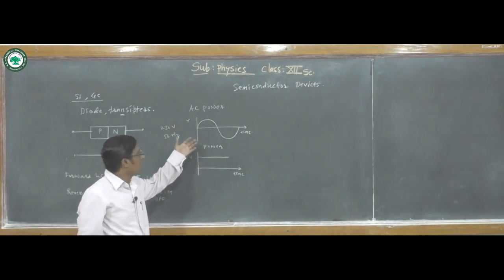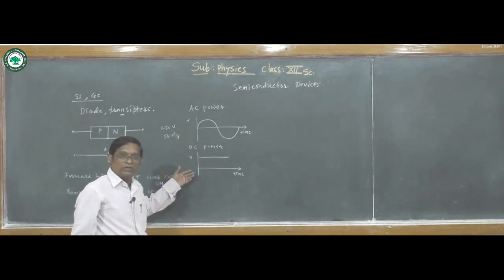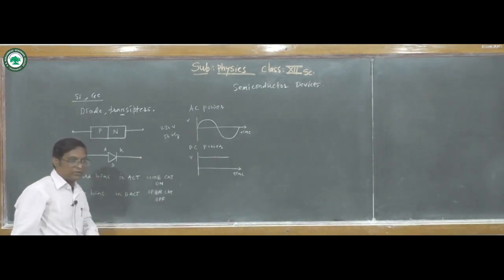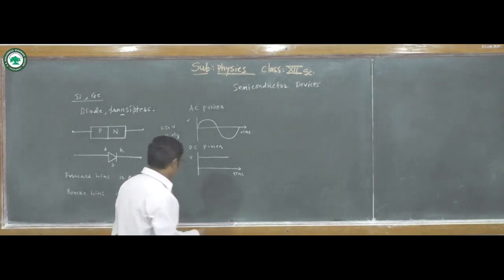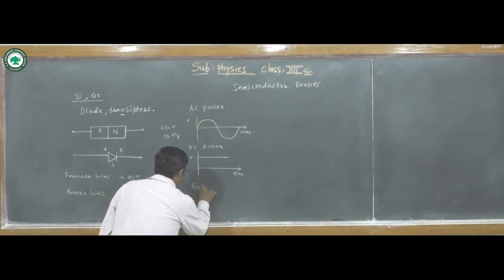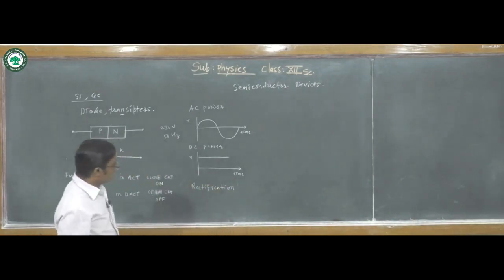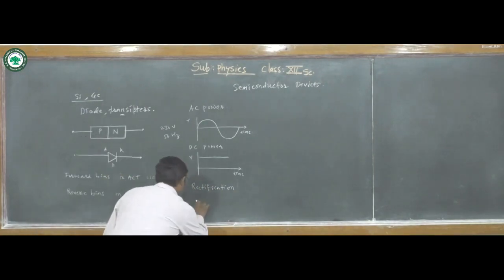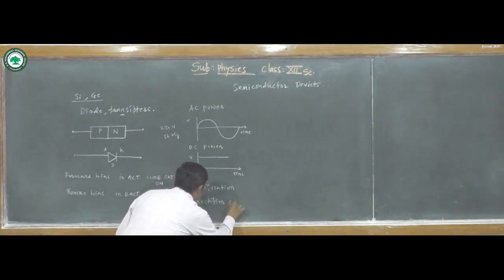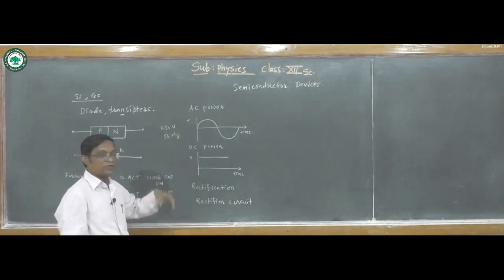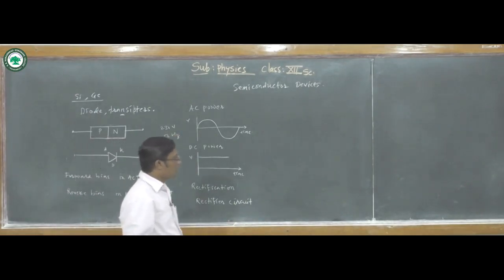The conversion of this AC power to DC power with the help of a PN junction diode is called rectification, and the circuit is called the rectifier circuit. Let us understand this rectification process with the help of the block diagram.